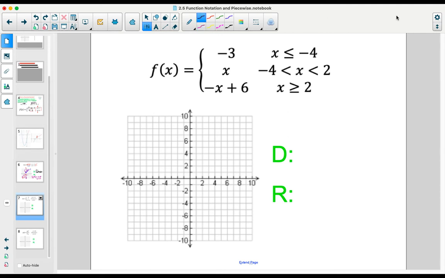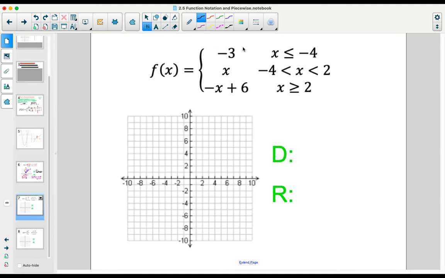For this example, we're going to attempt to freehand draw this piecewise function, and after we're done, identify the domain and range. Before you start freehand drawing any piecewise function, it's not a bad idea to identify key characteristics of each one of the pieces, so you at least have an idea of what you're going to be graphing.